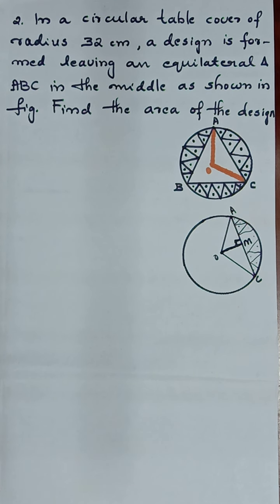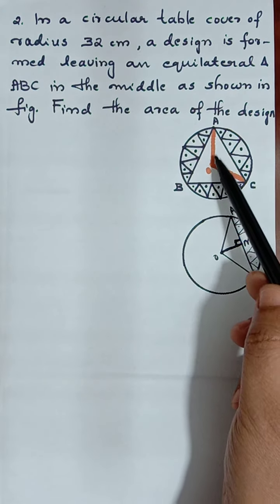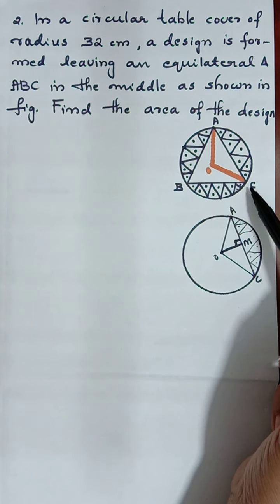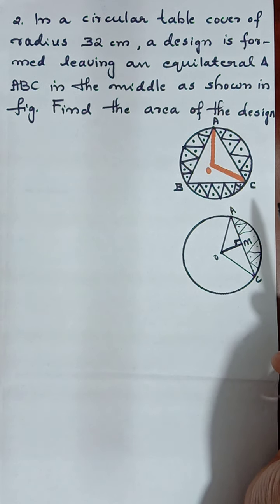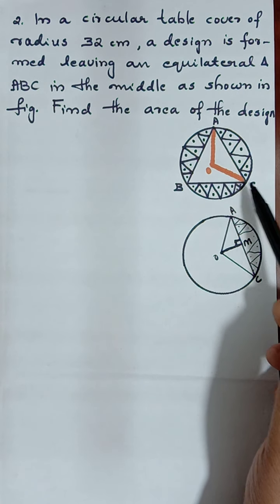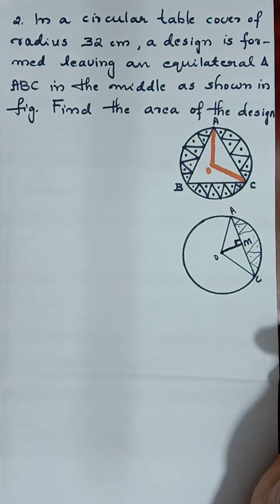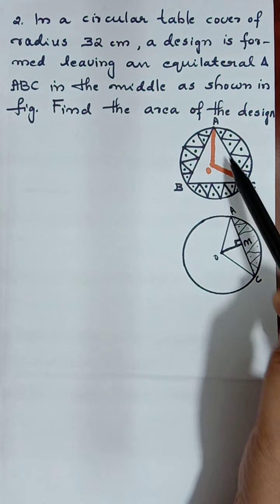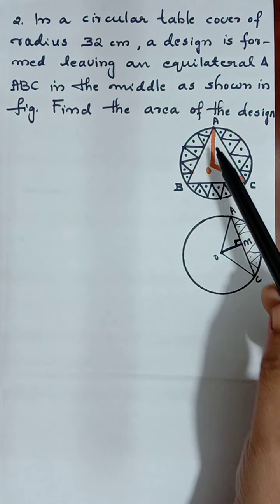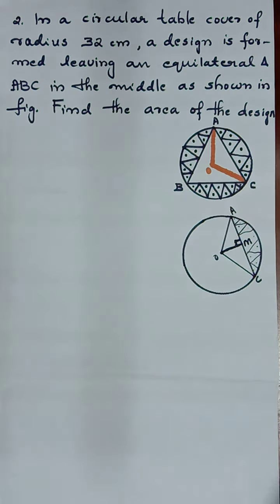Second question, in a circular table cover of radius 32 cm, OA, OB, OC are the radii of the circle, radius 32 cm. A design is formed leaving an equilateral triangle ABC in the middle, as shown in the figure. So triangle ABC is an equilateral triangle. Find the area of the design.